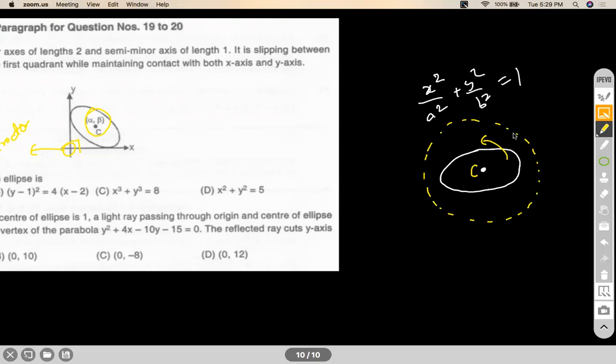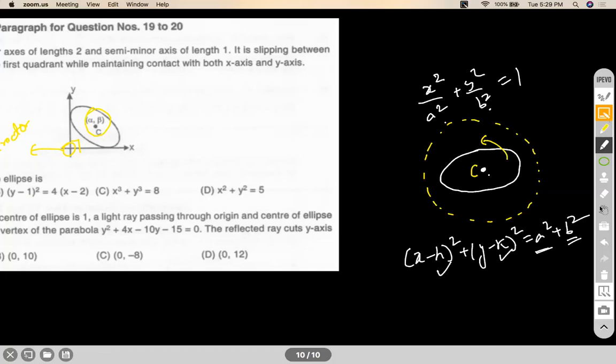Absolutely, Pratham. The director circle will remain the same. The director circle of an ellipse depends only on the a and b values and the position of the center. If the center is at some point (h, k), then the equation of the director circle will be simply this. Whether the ellipse is rotating or not doesn't make any difference, provided it maintains the same center and the same values of a and b. The director circle equation is not going to change.